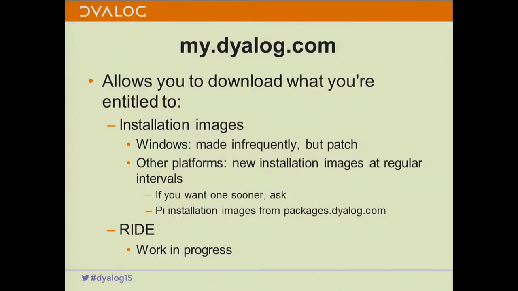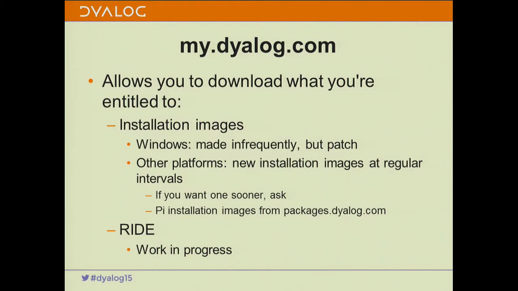So, MyDyalog.com. It allows you to download what you're entitled to. On Windows, that's installation images. And for Windows, we only create new installation images generally when John and I think there's enough to change, particularly in the .NET support, so that a brand new user doesn't download the installation image and promptly have to update the .NET support. But what you do on Windows is you patch the interpreters.